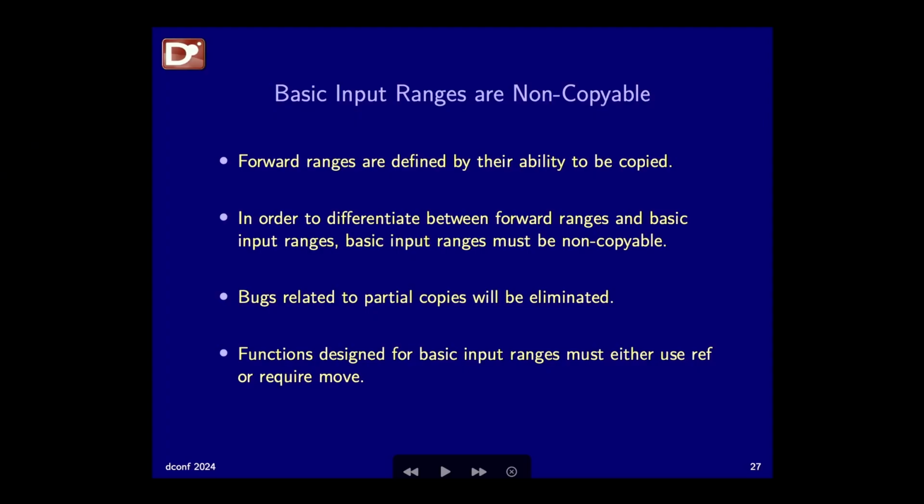But because the fundamental difference between a basic input range and a forward range is the ability to copy its iteration state, the simplest way to then differentiate them and avoid all the bugs from partially copying state is to make it so they are non-copyable.